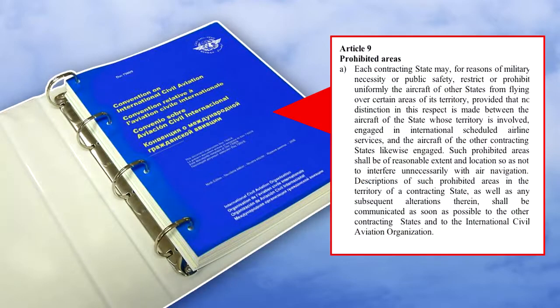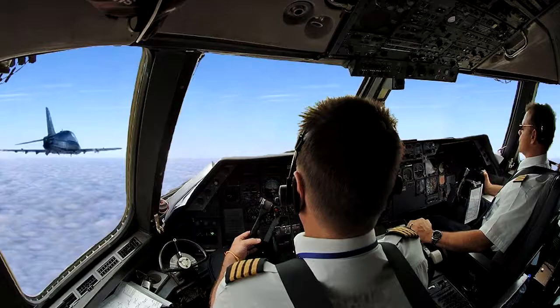Under Article 9 of the Convention on Civil Aviation, each contracting state has the right, for reasons of military necessity or public safety, to prohibit the aircraft of other states from flying over certain areas of its territory, and to establish procedures for the interception of aircraft flying over that territory. Ultimately, the regulations of a state may prescribe the need to investigate and identify an aircraft.